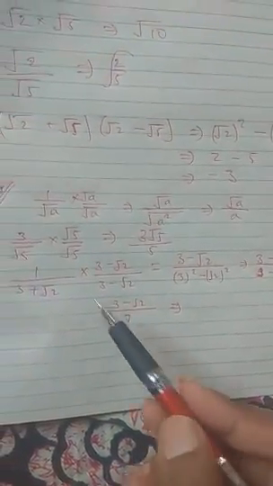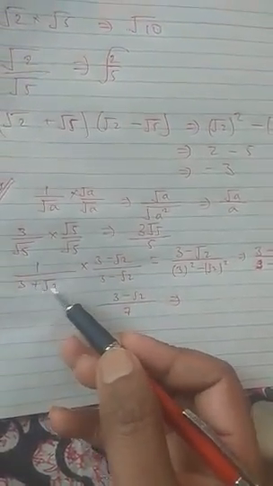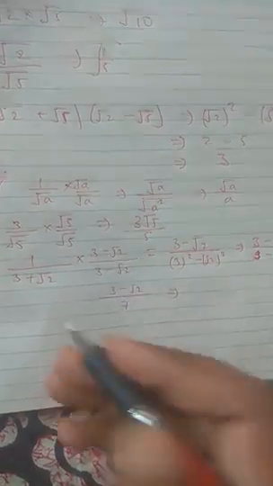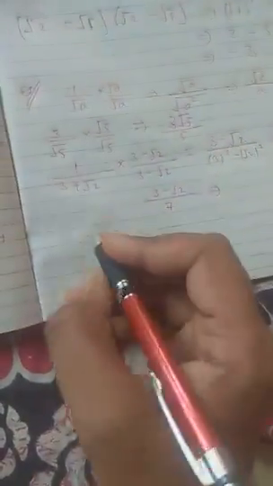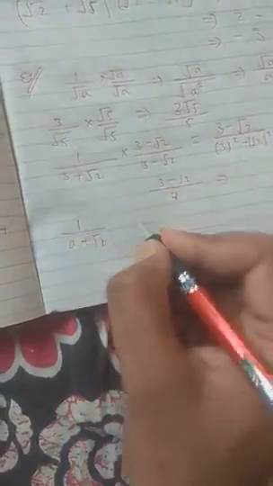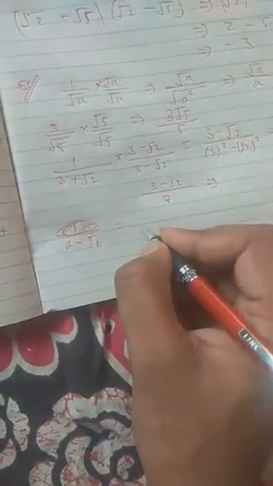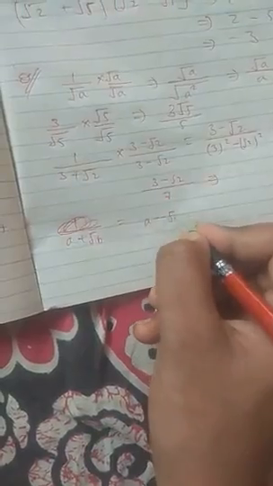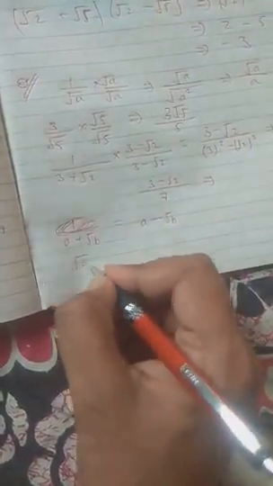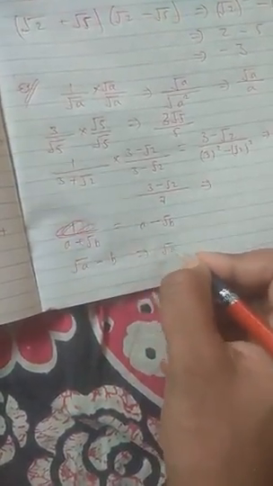What we have done, we just multiplied with the conjugate of the denominator in the numerator and denominator. What do you mean by conjugate? I will explain it like this. If we have a plus root b, the conjugate of a plus root b will be a minus root b. If we have root a minus b, the conjugate of it will be root a plus b.